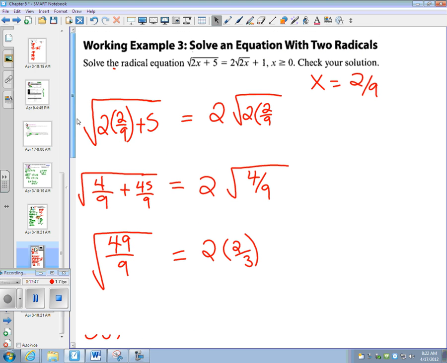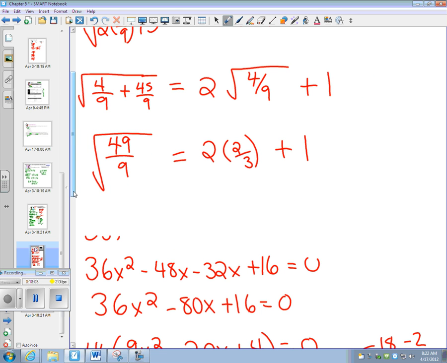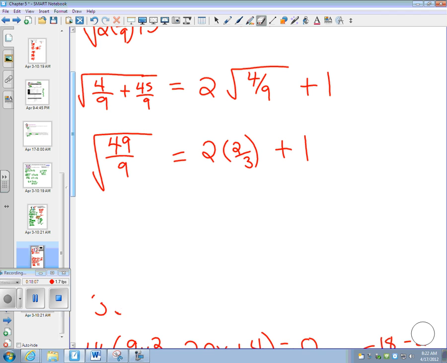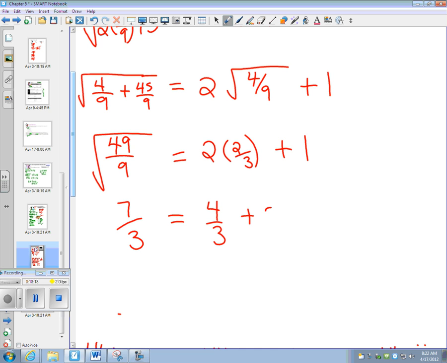Okay, I realized I didn't copy the entire equation. I forgot this plus 1 all the way down. I knew I was coming to a wrong answer, so let's just add that plus 1. Sorry, that was just a copying error. So I just copied this left side wrong. Okay. The square root of 49/9, the square root of 49 is 7, the square root of 9 is 3, so this is just 7/3. 2 times 2 is 4, so we get 4/3 plus 1. Well, 1 is just 3/3. So I have 7/3 is equal to 4/3 plus 3/3, which is 7/3. Yes, this is a correct solution.